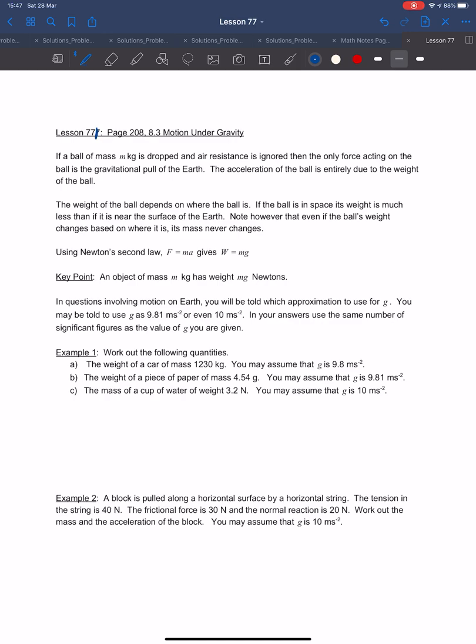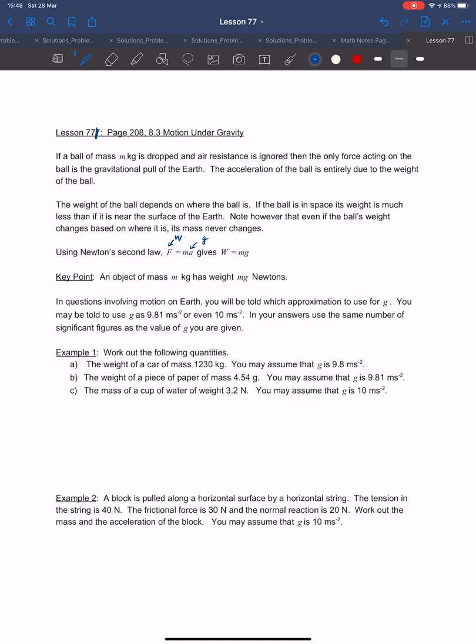Using Newton's second law, F equals ma, the F is its weight only, and the acceleration is the acceleration due to gravity. So we get W equals mg. So an object of mass m kilograms has weight mg newtons. In questions involving motion on Earth, you will be told which approximation to use for g. You may be told to use g as 9.81 metres per second squared, or even 10. In your answers, you use the same number of significant figures as the value of g you were given.